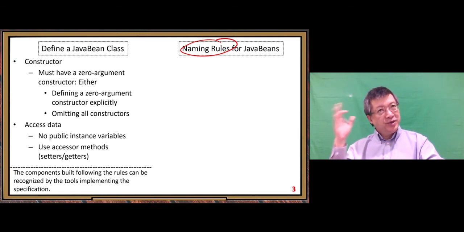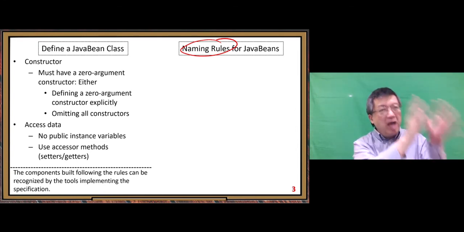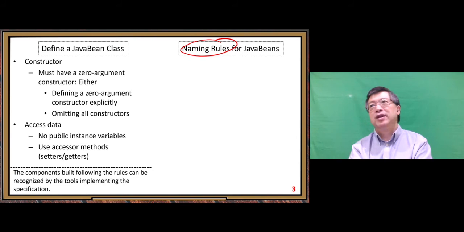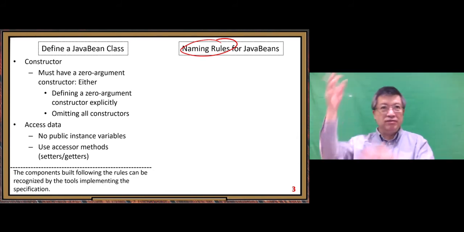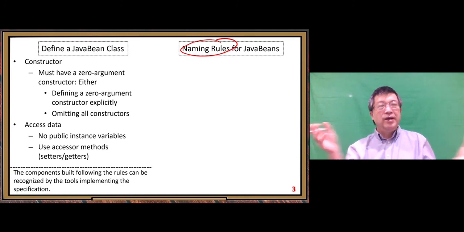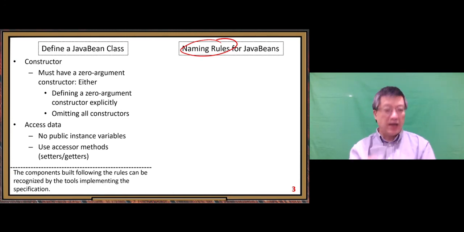Those tools using JavaBeans assume you follow the naming rules, so they use those rules to do the translation. If you do not follow the rules, those translations all break. None of them work. That's the consequence.